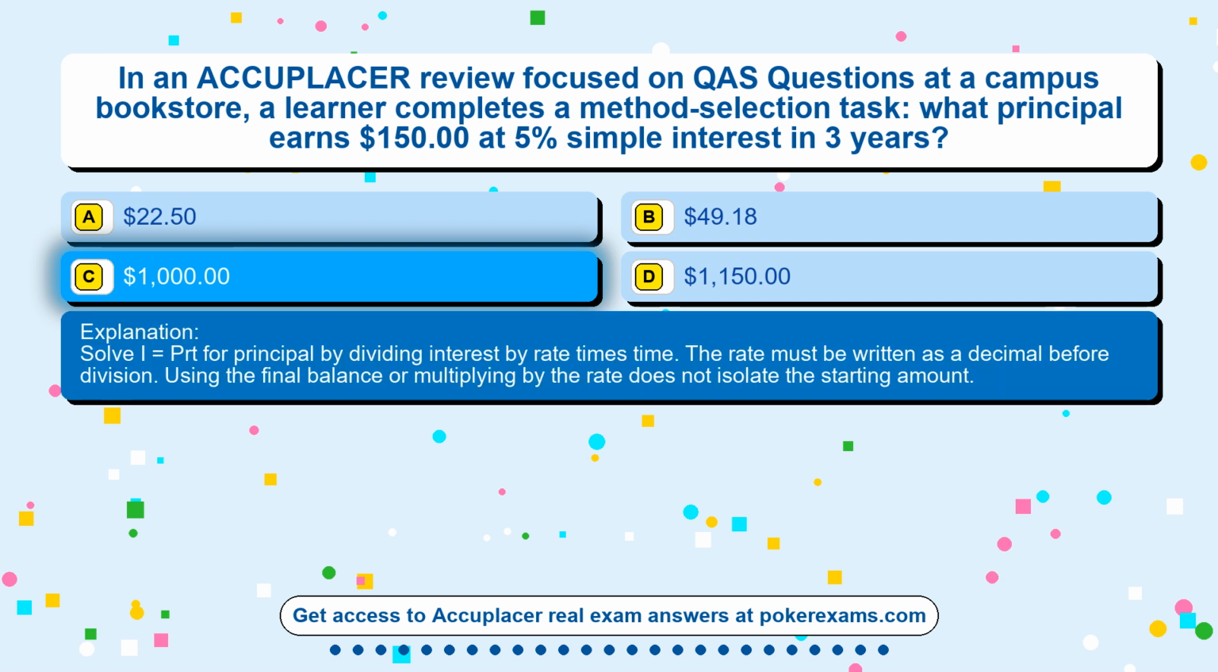Solve I equals PRT for principal by dividing interest by rate times time. The rate must be written as a decimal before division. Using the final balance or multiplying by the rate does not isolate the starting amount.